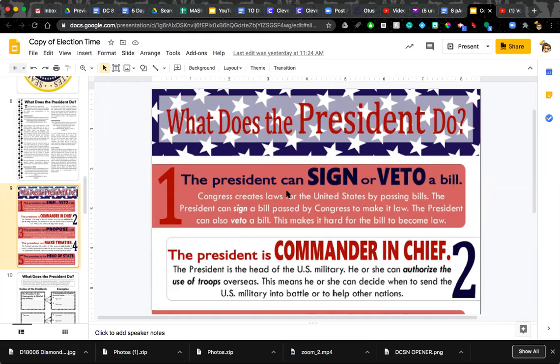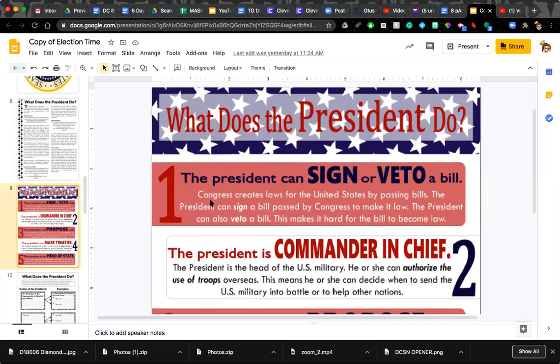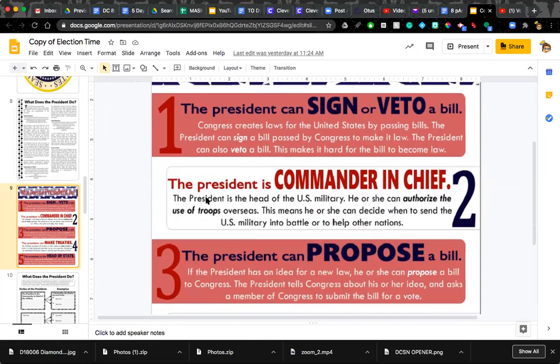Congress creates the laws for the United States by passing the bills. The president can sign a bill passed by Congress to make it a law, or he can veto a bill, which makes it hard for the bill to become a law. There is still a step where they can overturn his veto, but it's very difficult.